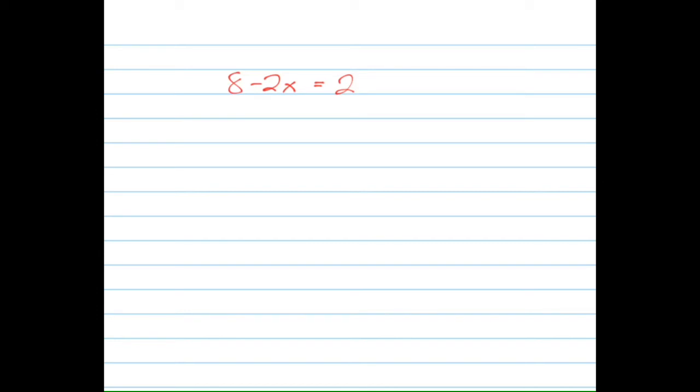So all you have to do is check. We put in 3 for x, and what's 2 times 3? 6. And does 8 minus 6 equal 2? Yes, so 3 is a solution of that equation.